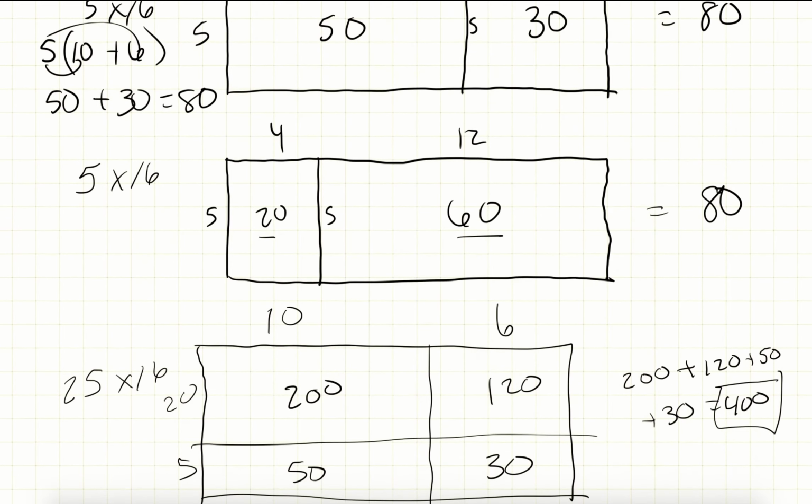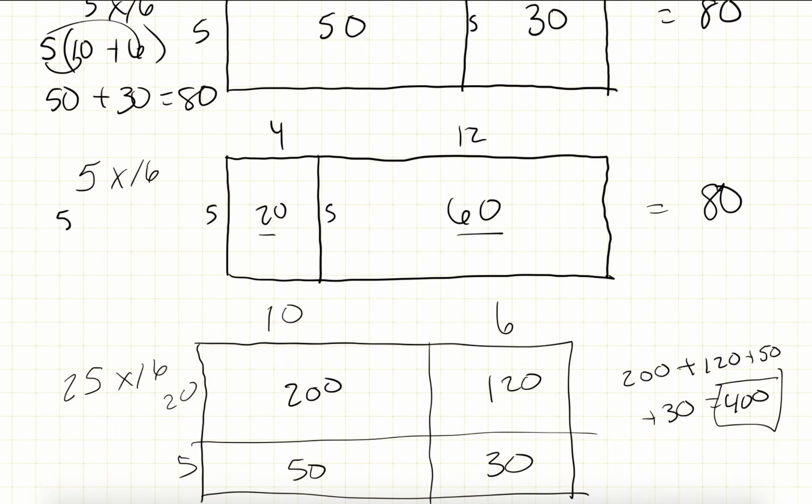And then the third one I actually did 5 times 4 plus 12. And I multiplied 5 times 4 here to get 20, and 5 times 12 here to get 60. But when I added them, I still got 80. So I could split that up as long as it made 16.